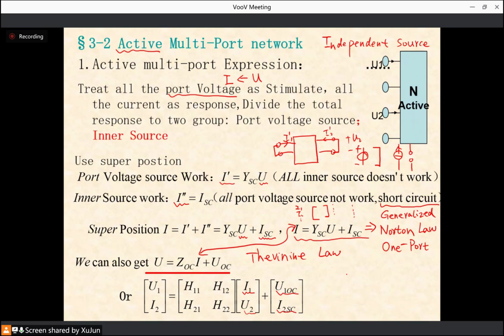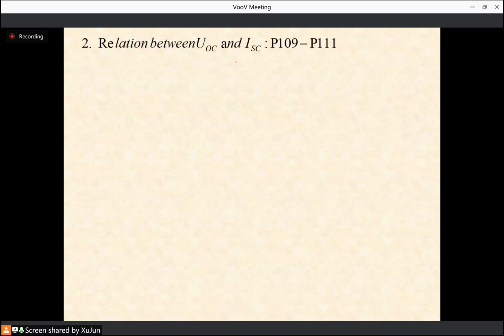It's very easy. The I minus ISC equals YSC U, and the inverse of YSC will be GOC, multiplied. So the U equals GOC I minus GOC ISC. So this part is a UOC. This is the UOC and ISC relation.